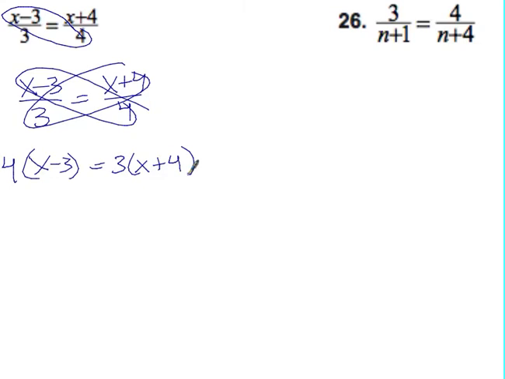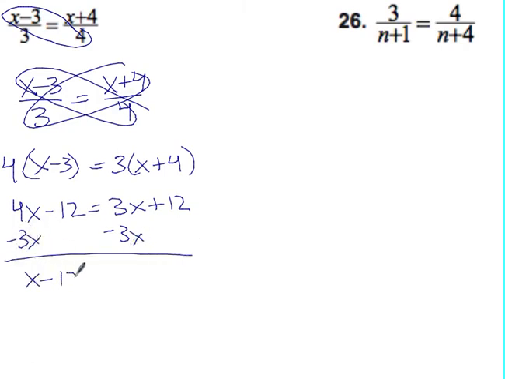We're going to use the distributive property on both sides. So we get 4x minus 12 equals 3x plus 12. Now, we're going to subtract 3x from both sides. We get x minus 12 equals 12. We're going to add 12 to both sides, and we get x to be 24.